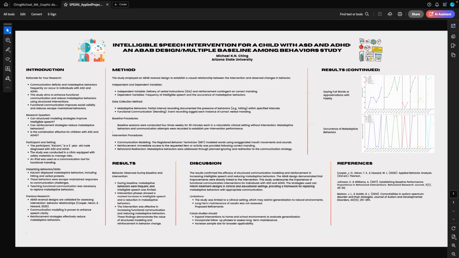For the last part, I want to acknowledge the foundational research that supported the project. I want to acknowledge Cooper and the methodologies, as well as Madsen and Golden's insights into ASD and ADHD. Feel free to check these references.